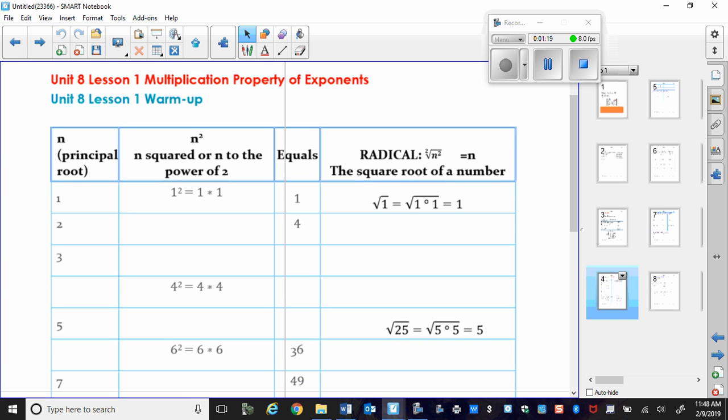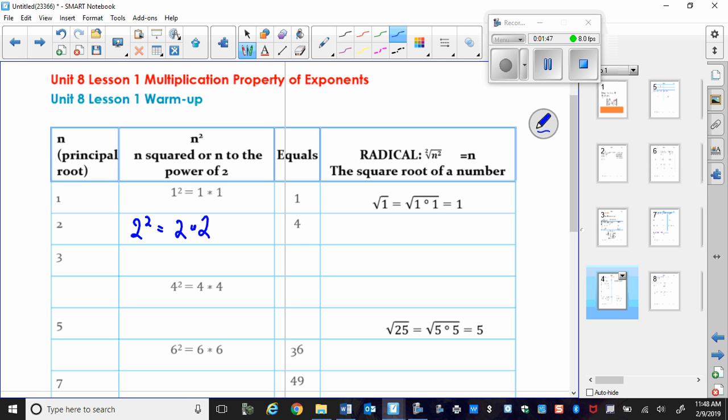So a couple things you need to do here. When you have a number by itself, it's referred to as a principal root. When we square that number, it's like saying that number times itself, okay? So if I have 2 squared, it's like saying 2 times 2. Now, what does it equal? What's the product here? It's 4.